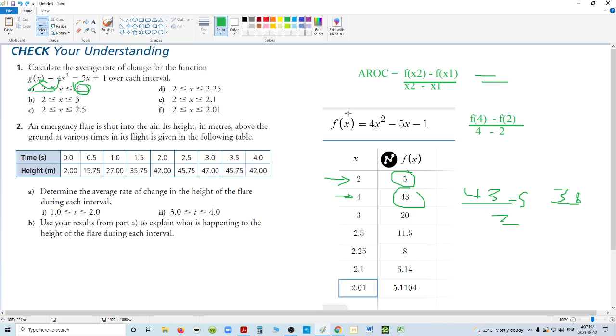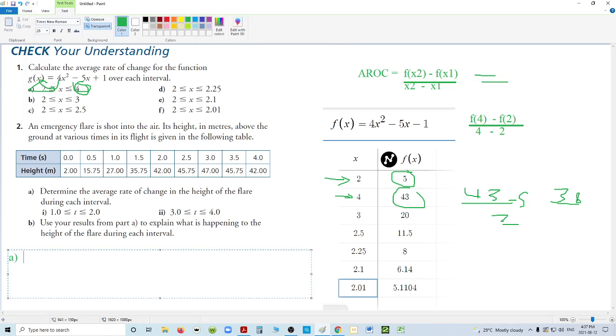So somewhere we would write down A, and we would show our work too. A, average rate of change for x between 2 ≤ x ≤ 4 is 19. Okay, now we go down to the next one, B.